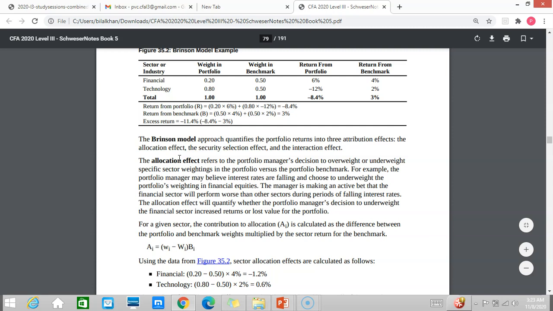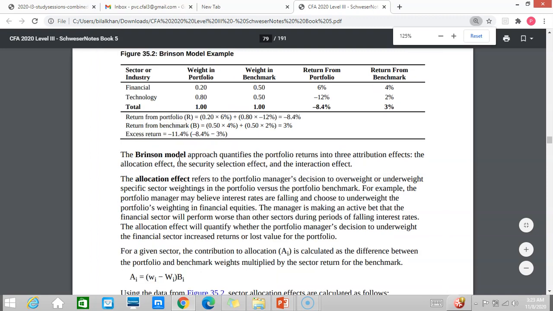Return from financial is 6%, return from technology is minus 12% in your portfolio. In the benchmark, return from financial is 4% and return from technology is 2%. And overall benchmark return is 3%. So your return is lower, minus 8.4%. Benchmark return is higher, 3%. So the differential is 11.4%. That means you have underperformed the benchmark by 11.4%. Your return is 11.4% lower compared to the benchmark.